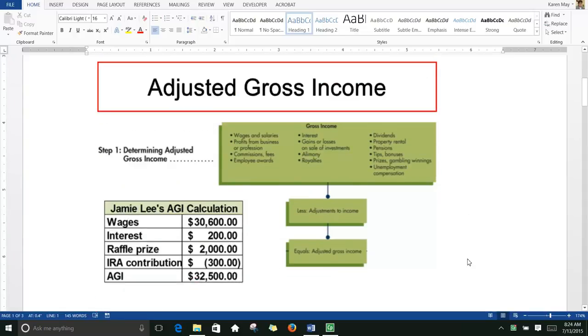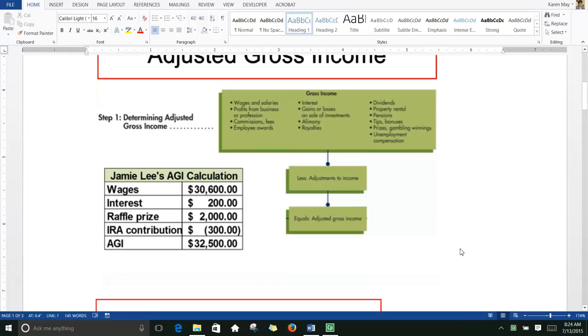Learning to calculate your adjusted gross income is also very important. You'll notice that Jamie Lee, who is an example we'll use throughout the book, has her wages plus her interest plus her raffle prize that she has to pay taxes on, minus her IRA contribution, for an adjusted gross income of $32,500.